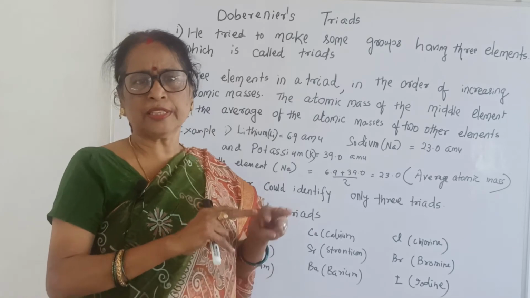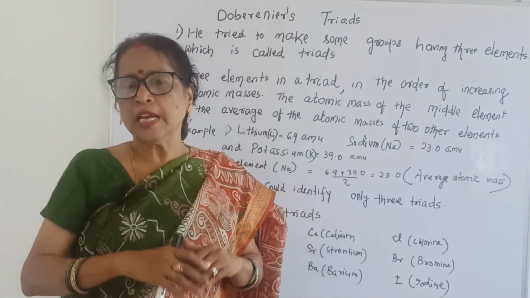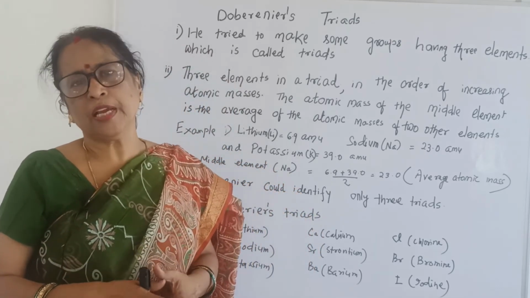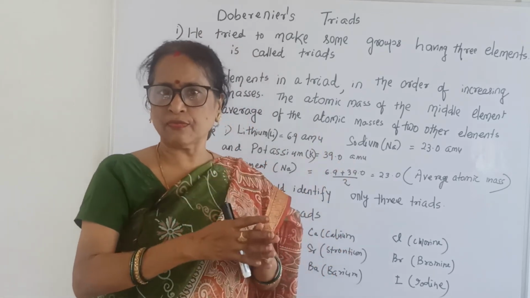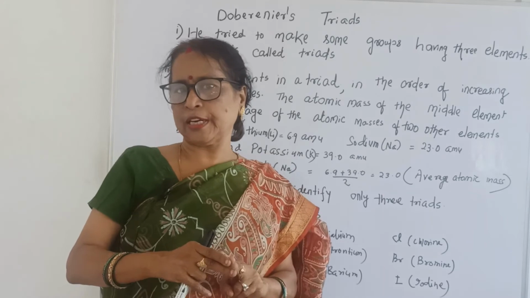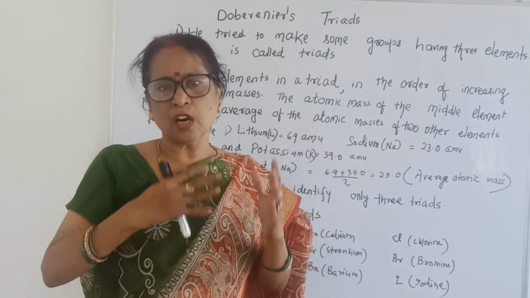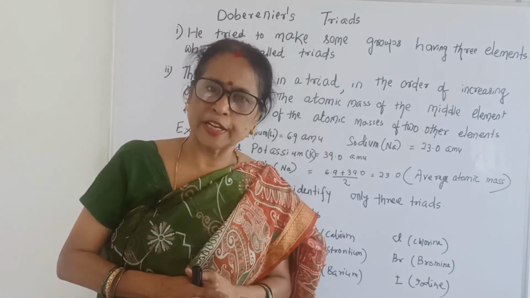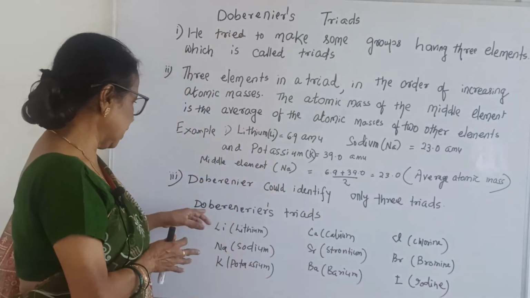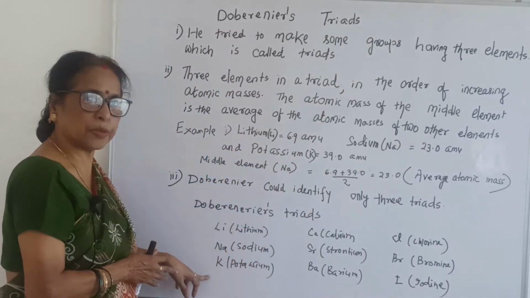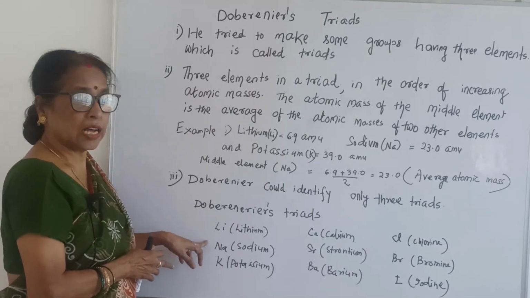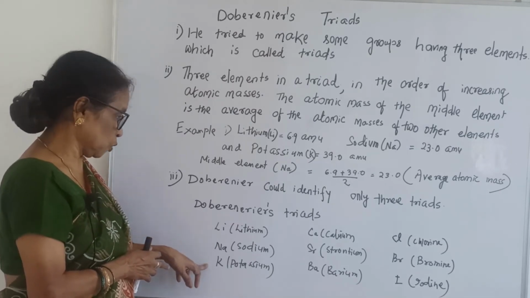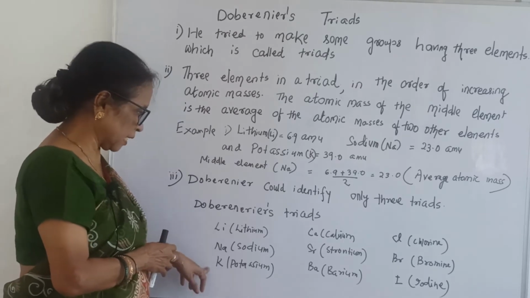But Doberenier's triads were not so useful in the world of the periodic table. Although identifying three triads was very important, this idea is not so useful to our periodic classification. The triads are lithium, sodium, potassium. Sodium is 23, the average atomic mass of lithium and potassium.